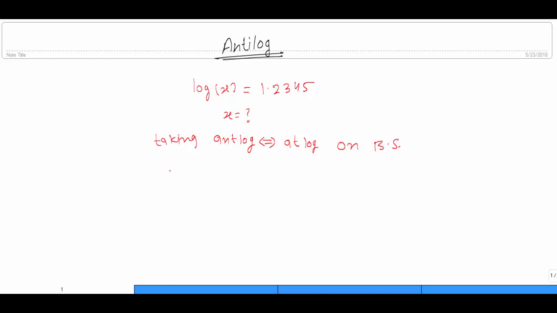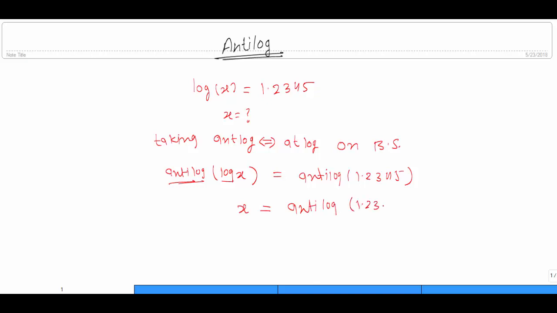If you take anti-log on both sides, you'll get anti-log of log x is equal to anti-log of 1.2345. Now anti-log and log cancel, so you'll get just x. So x is equal to anti-log of 1.2345. Now the question is how to find out anti-log of this particular value.